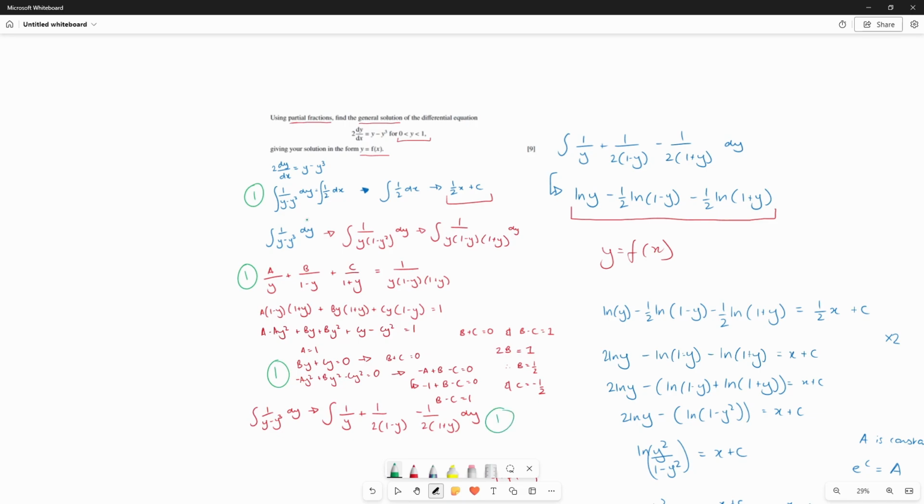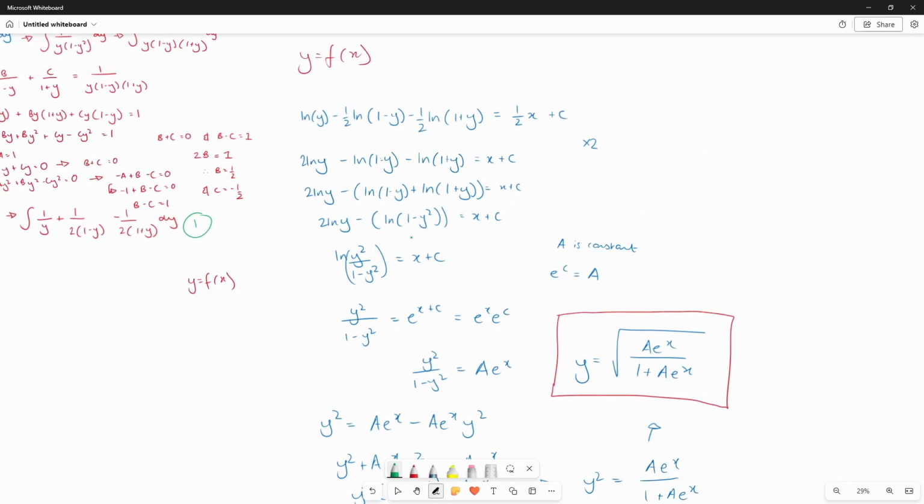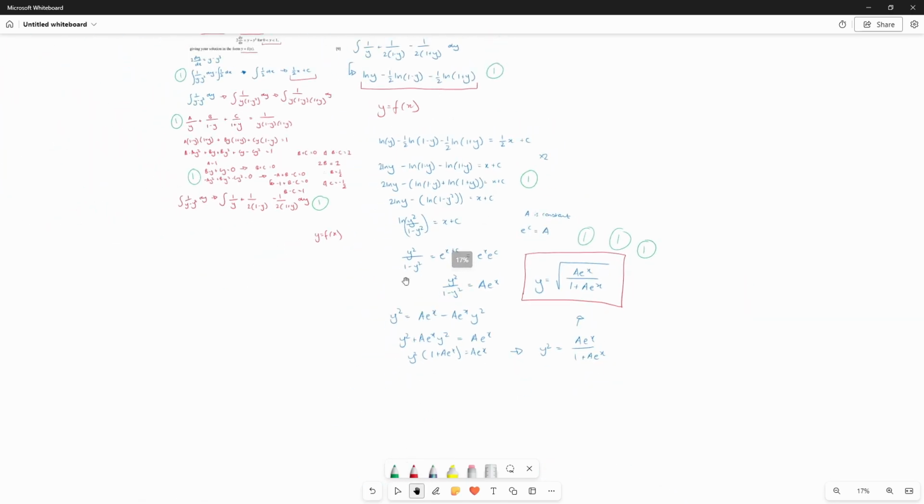You get another mark for integrating the left-hand side of the differential equation correctly. They give you one other mark for at least using one log law correctly. You get 1 mark for obtaining a correct expression without logs. You get another mark for obtaining a reasonable expression in the form y equals f of x by using a reasonable method like we've used over here. And we get the final mark for obtaining a correct expression for y. So that is all 9 marks.